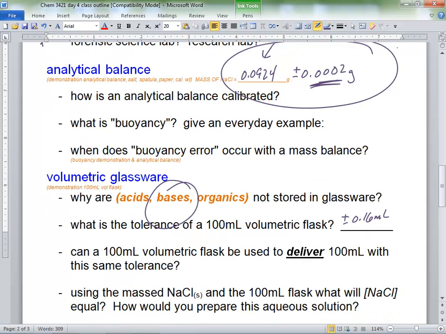So same with this volumetric flask. If you filled it up, you're saying you have 100 milliliters plus or minus 0.16 milliliters. The tolerance refers to the accuracy. How close you are to the right answer. Is that accuracy or precision? I would say this is talking about accuracy because it's about how close you are to the right answer. But it also refers to precision, because if you do this many times, you should be falling in that range. So you really can't have one without the other with accuracy and precision.